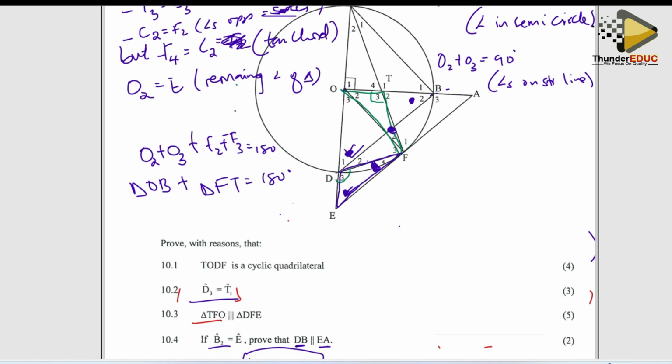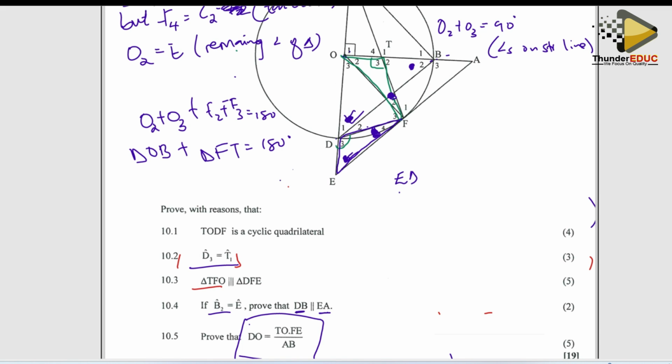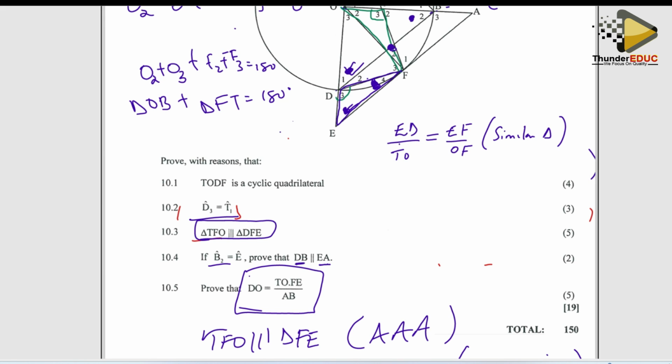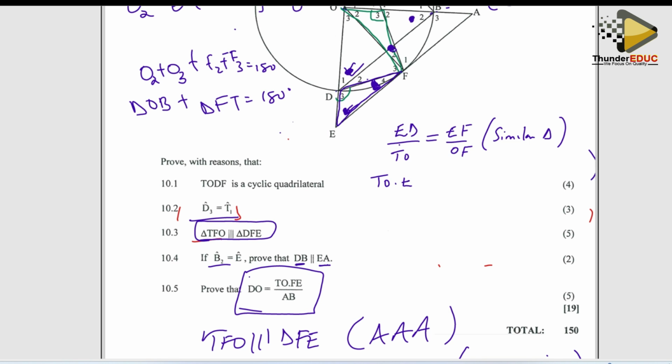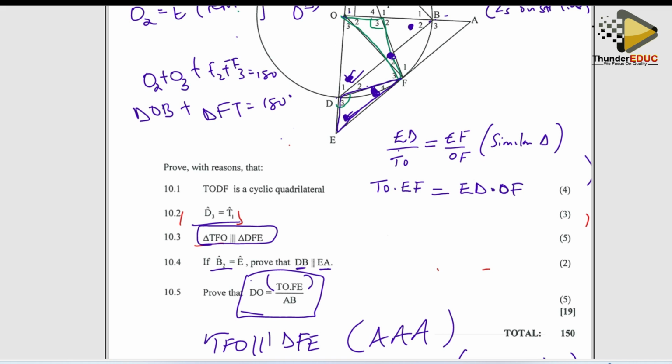So I'm going to say that from my similarity of proving that the triangles are the same, I can say that ED divided by TO should give me the same as EF over OF or FO. The reason is going to be similar triangles. Then if that is true, then I can say that TO multiplied by EF, or they are using FE, must be the same as ED multiplied by 4S. Okay. Then we just need to get another aspect that will just give us the whole thing.